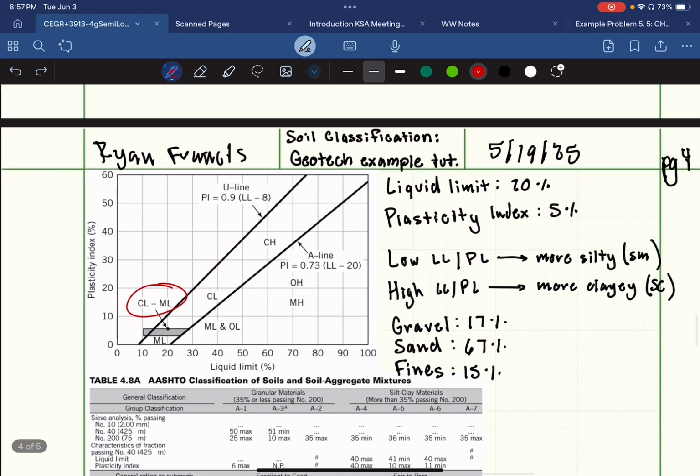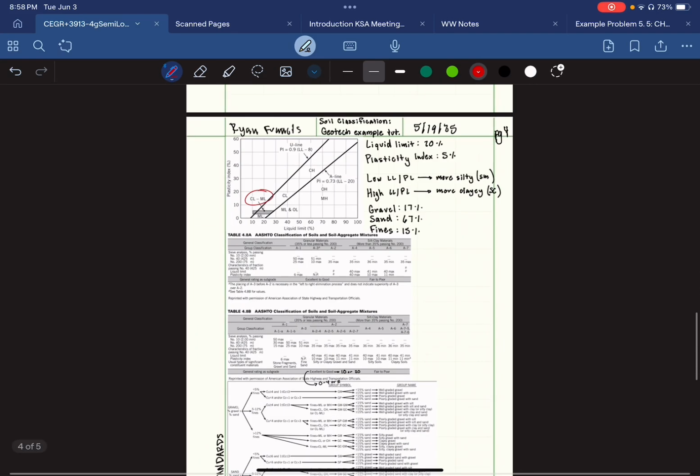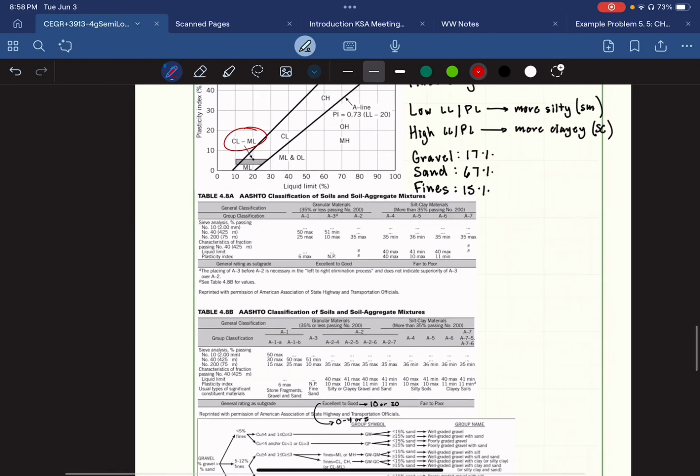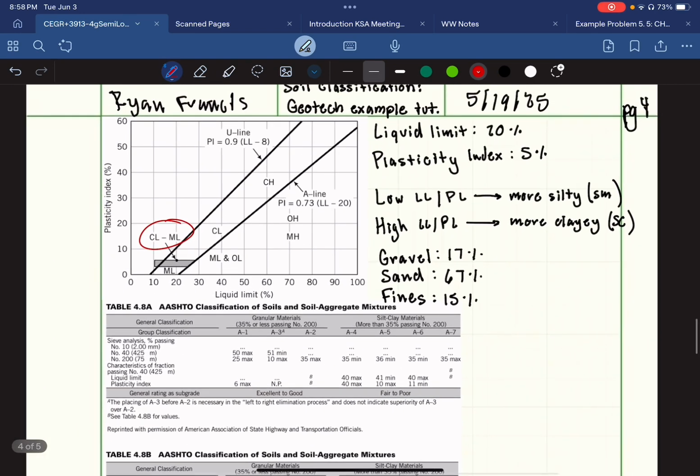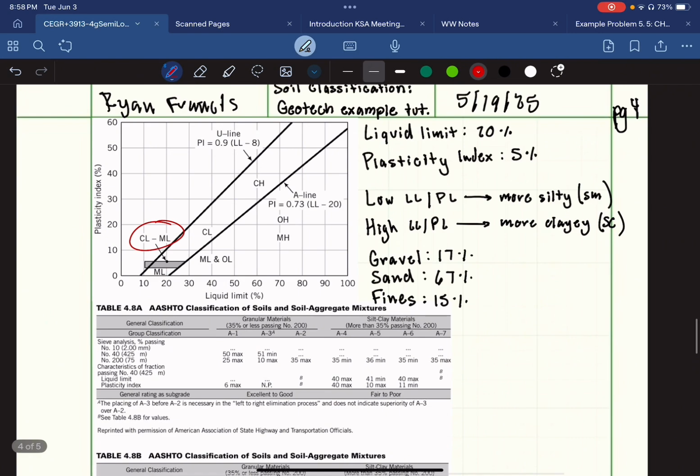So now that you got those points, you can actually head up here, go to your group index, and fill that out. So the F is going to be the percent passing the 200. The liquid limit is right here, and your plasticity index is going to be right here. And so I already filled that out. It's going to be 0. I'll get to what that means in a second. It's also good to write out the gravel, sand, and fines percent from your graph originally, just to help you on this back part of the problem.